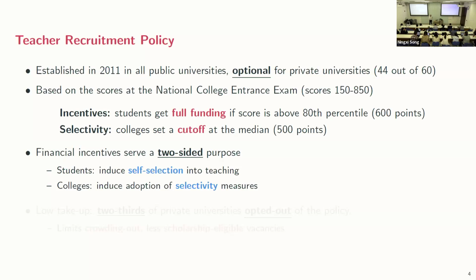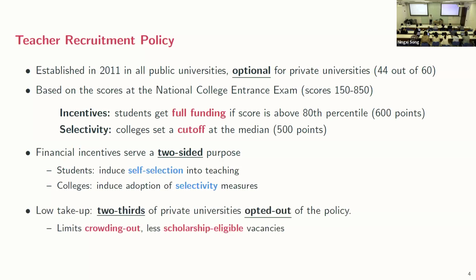So they have to trade off the extra enrollment they could get because of scholarship students against enrollment losses due to imposing admission standards. And in practice, take-up was low. Two-thirds of these private universities opted out of this policy. This limits the impact it can have, first because it limits the crowd out. If they don't take up this policy, they don't need to commit to this cutoff. And then there are fewer vacancies in the overall education system to attract students and offer them scholarships.